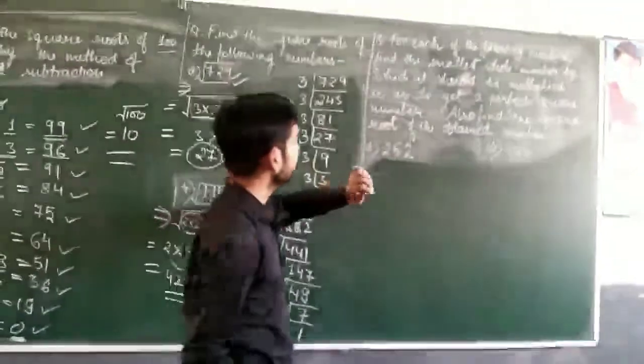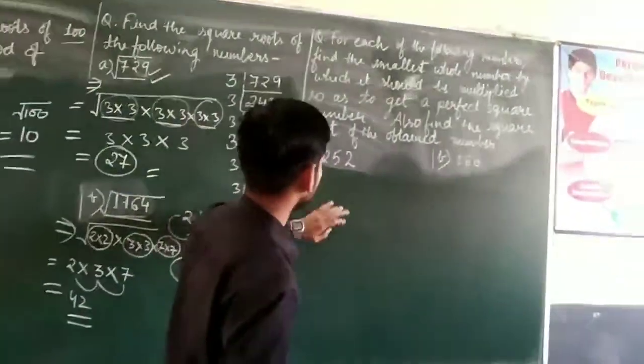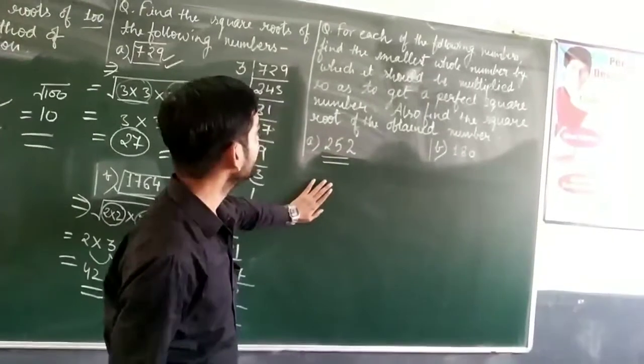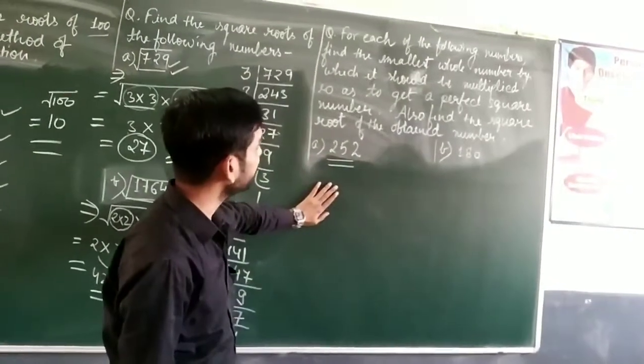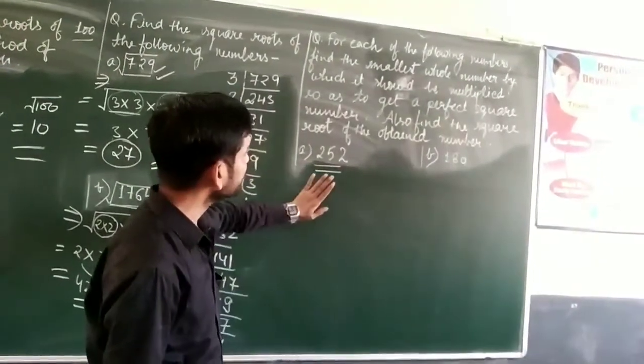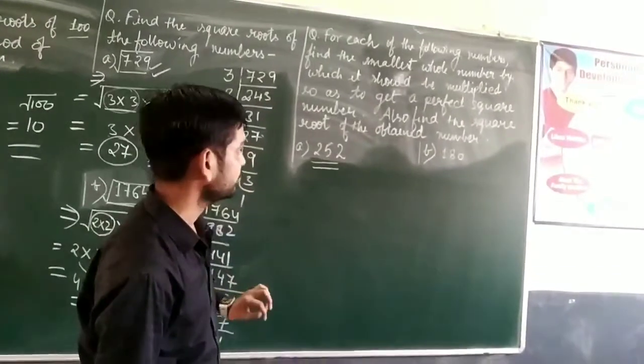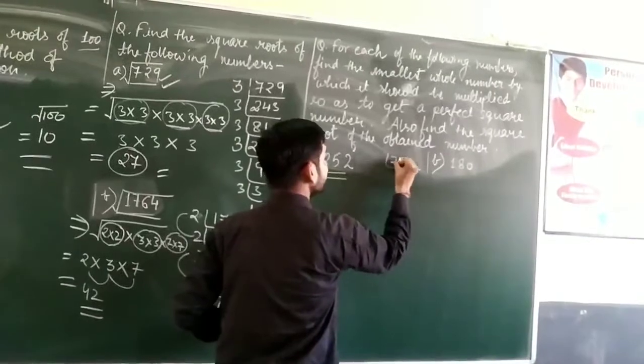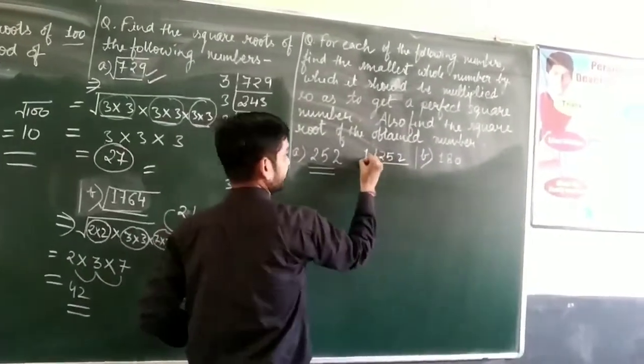Similarly, student, let's see the next question. Student, here is this digit. The question told you to find the smallest whole number by which it should be multiplied so as to get a perfect square number. Let's see how we will solve this question. Firstly, we will do the factors of this.